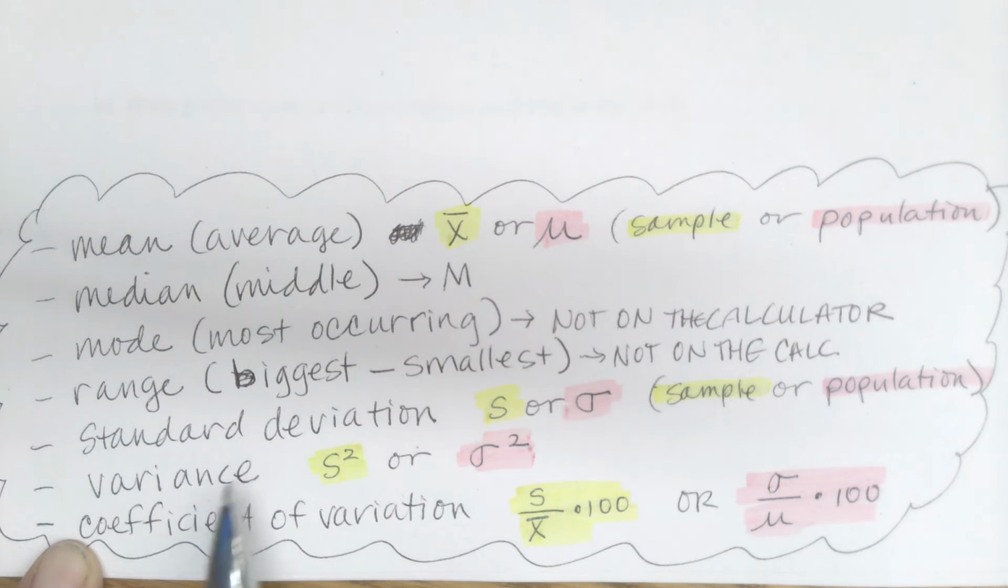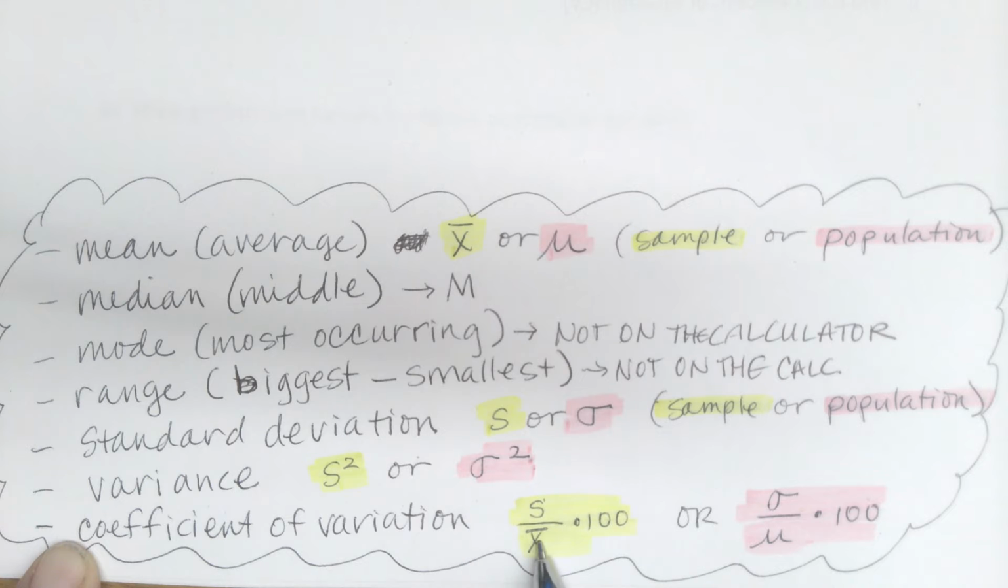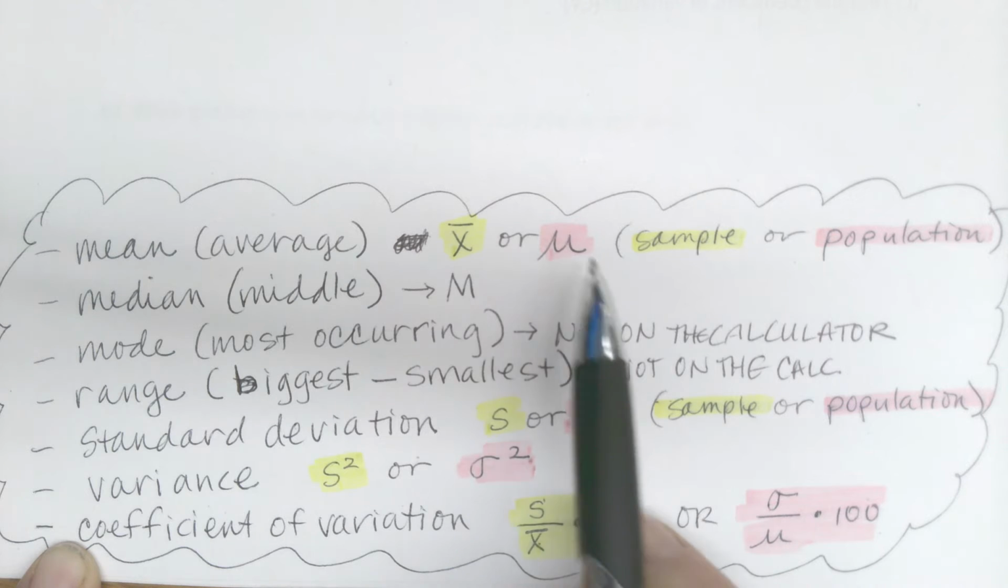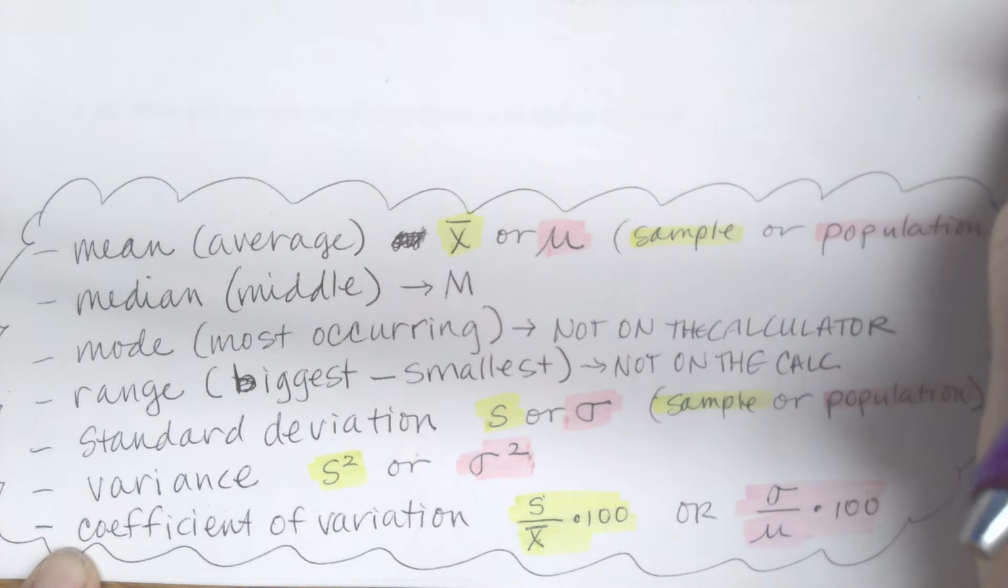And then the one we did today as well is the coefficient of variation, and that's where you take your standard deviation divided by your mean. So if it's a sample, it's S divided by X bar times 100. If it is a population, it is the sigma standard deviation divided by mu, again, which is the mean, times 100. Basically, these mean the same thing. It's just a different symbol in stats that indicates whether it's a sample or a population.